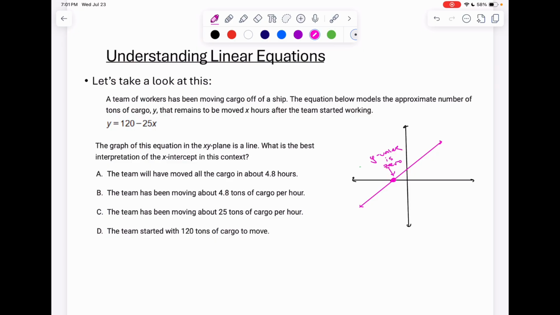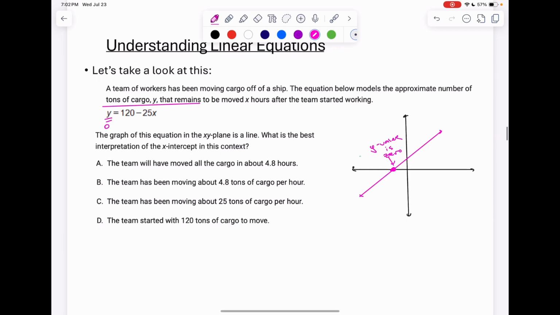Right? That's where the y value is 0. So if we think about it in this context, the y's represent the tons of cargo that remain, right? That's our y value. When our y value is 0, how much cargo remains? 0 cargo remains. No cargo is remaining. So they're asking us about what the x-intercept represents.